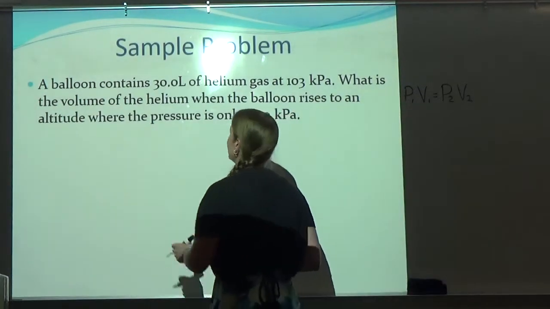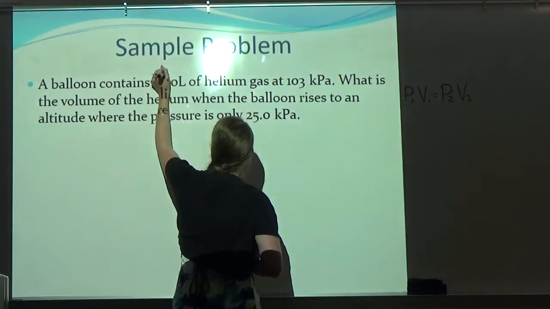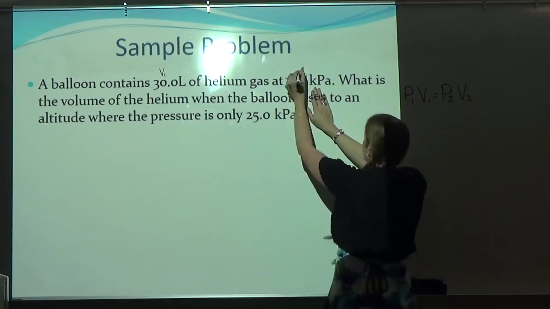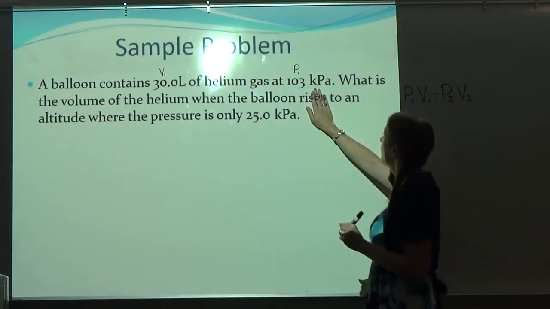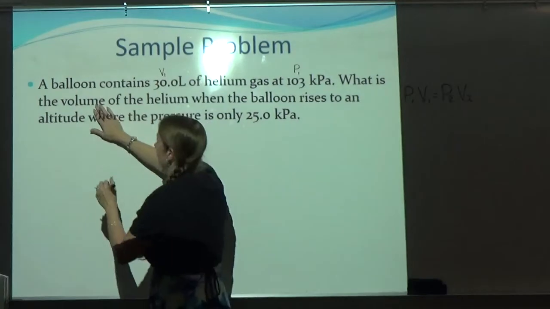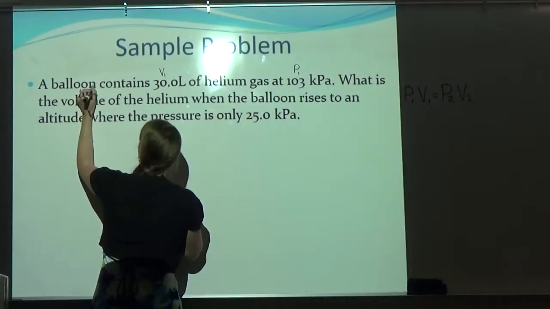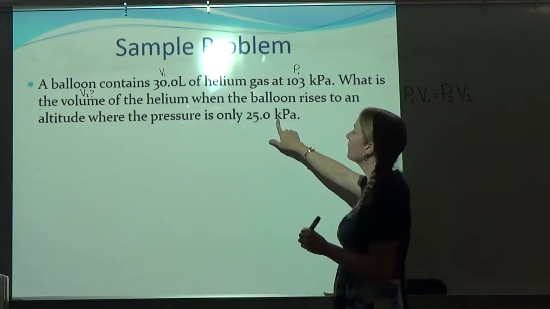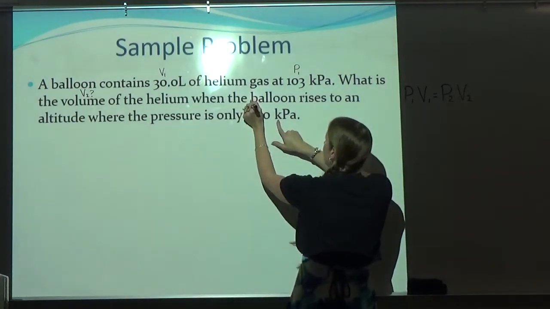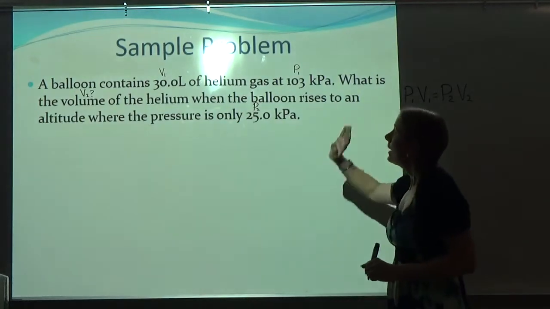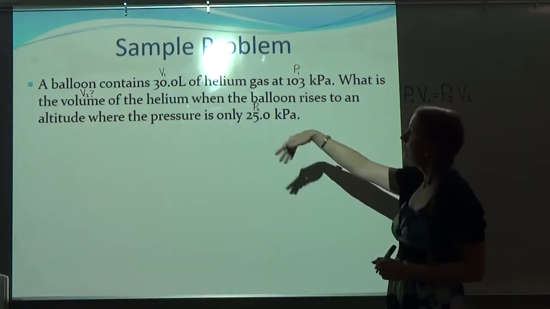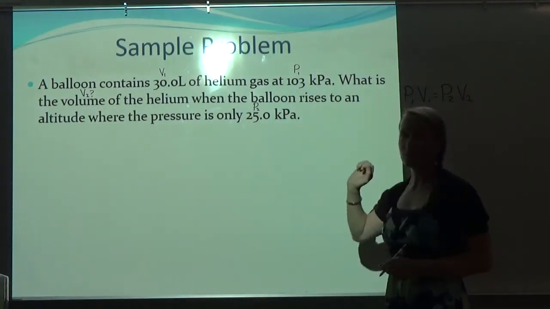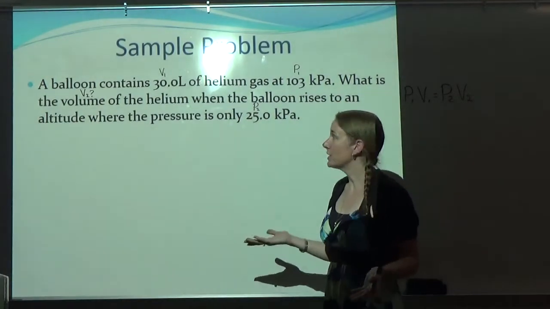It says a balloon contains 30 liters, so that is the first volume that I see, of helium gas at 103 kPa. That's the first pressure that I see, so I'm going to call that P1. What is the volume? Okay, I must be looking for V2, because I already have the volume here, of helium when the balloon rises to an altitude where pressure is only 125 kPa. So there's my P2. I can look at my question and see I have a V1, a P1, a V2, and a P2. That's how I know I'm using this formula. I know right now it's obvious, but that's because we haven't learned the other ones yet.